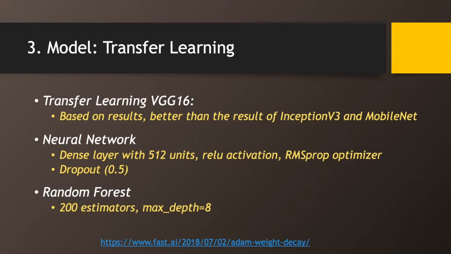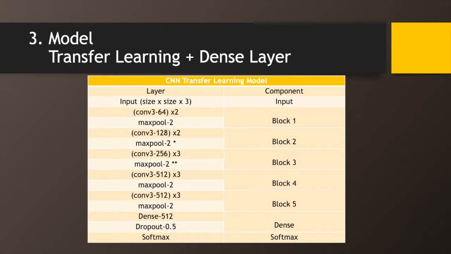Alternatively, we'll also test in our model a random forest. So after the features are extracted from VGG16, we also feed them into a random forest model, which has 200 estimators with maximum tree depth 8. These two are based on the grid search results we obtained, the best model, the smallest best model. So the model of transfer learning together with dense layer looks like this.